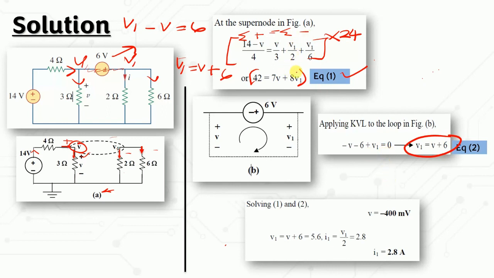Okay, and then you can just do it in order to find the value for V and V1 using the elimination method. And then after that, you can find the value for this I. Okay, this I is actually equal to V1 over 2. V1 over 2, just substitute the value and then you can get the value for I.